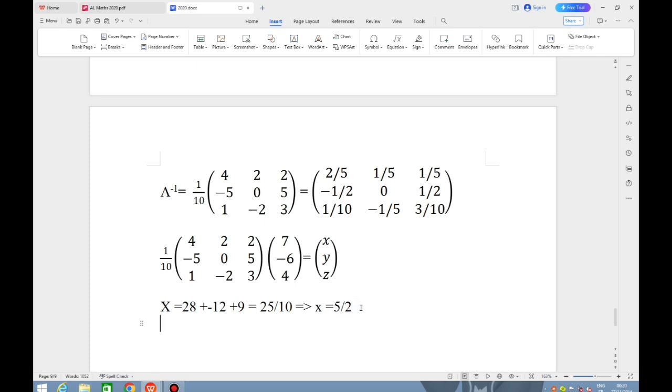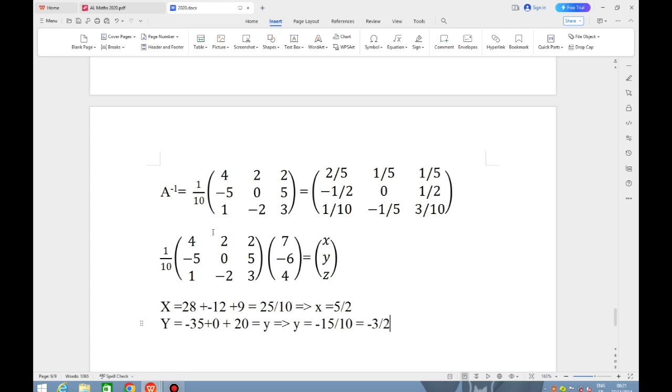Y is equal to negative 5 times 7 is negative 35. 0 times 6 is 0 plus 0. And 5 times 4 is 20. And this is equal to y. This implies that y is equal to negative 35 plus 20 is equal to negative 15. And of course times 1 on 10, that's negative 15 on 10, which is equal to negative 3 on 2.